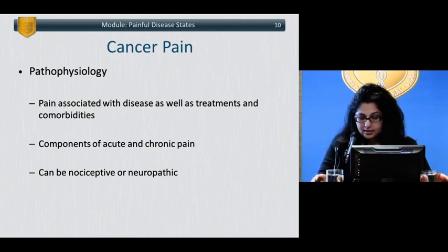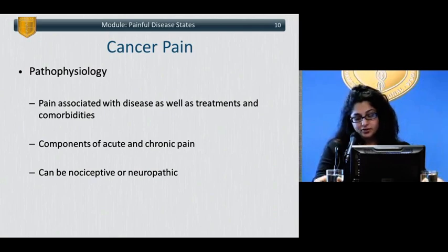Cancer pain can also be acute or chronic in nature. Acute, if there is an acute injury. For example, we'll go back to my breast cancer patient who has new mets to the spine that cause a compression fracture. That compression fracture is an acute type of pain, but she still has the ongoing chronic pain from the breast cancer and the chest wall pain.